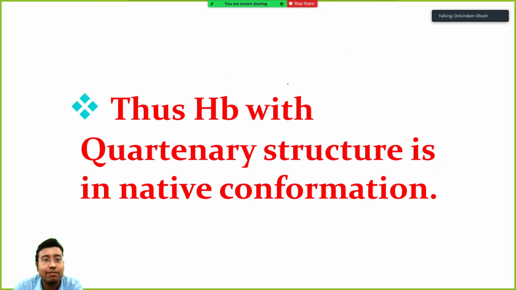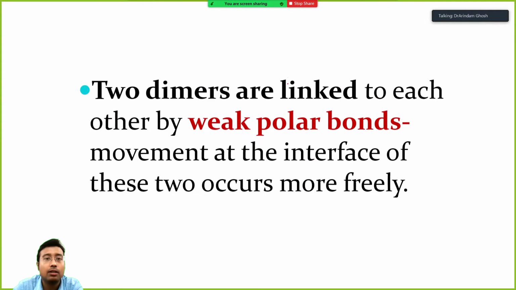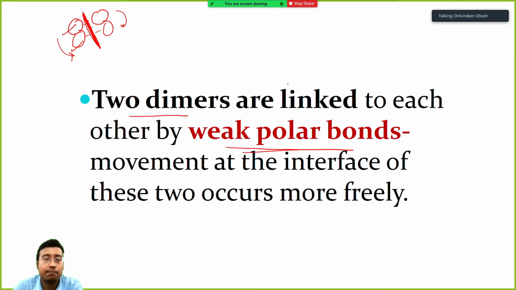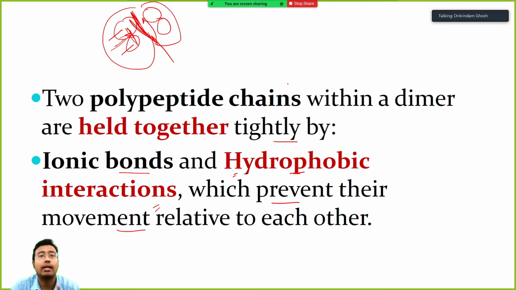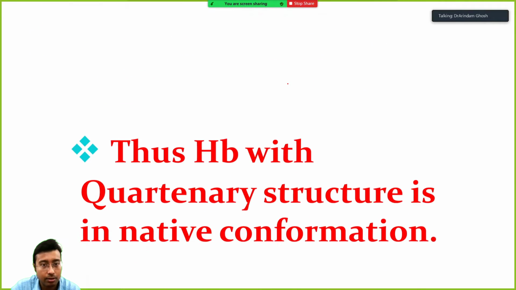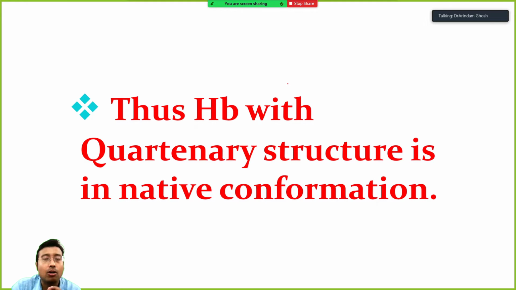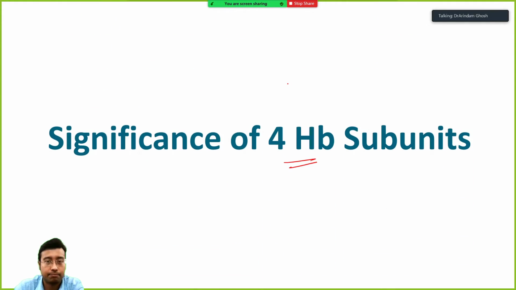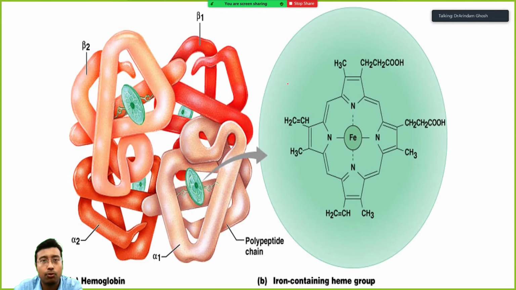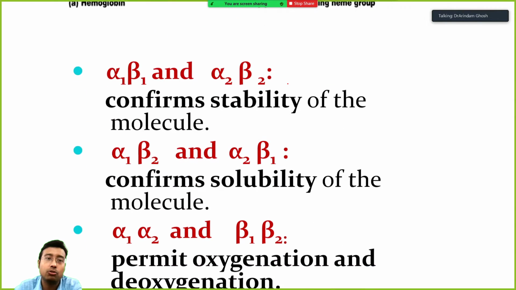Let me repeat once again if there is any confusion. Weak polar bonds are holding two dimers, and ionic bonds and hydrophobic interactions are holding two polypeptide chains, right. The most stable conformation is when all four polypeptides are folded together and held together with the central ferrous ion and everything. That is the naturally occurring conformation, which is also known as native conformation. So what is the significance of these four hemoglobin subunits? Why is there four? I told you there are two alpha and two beta.